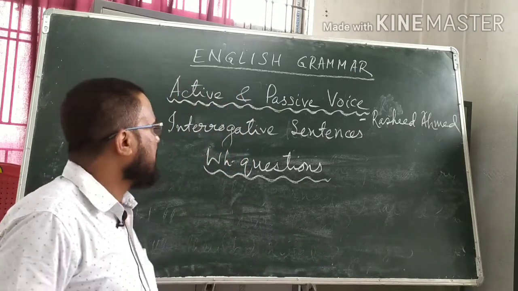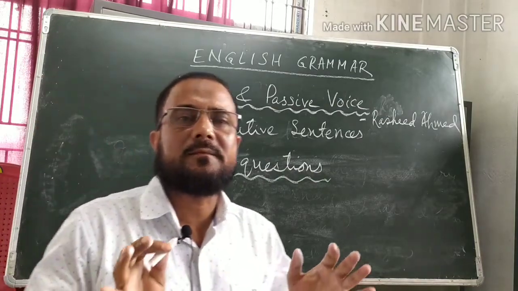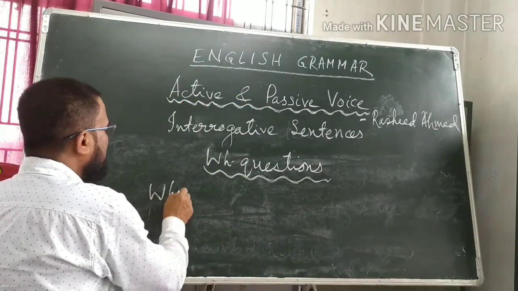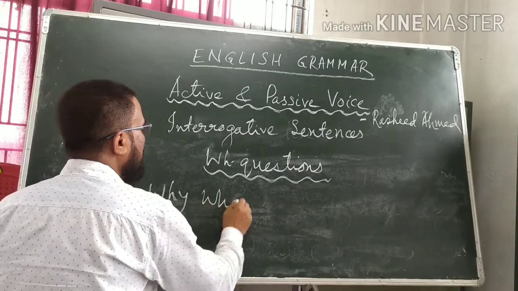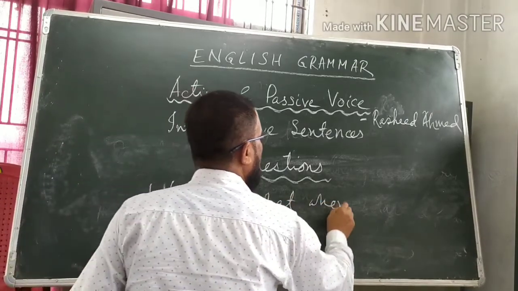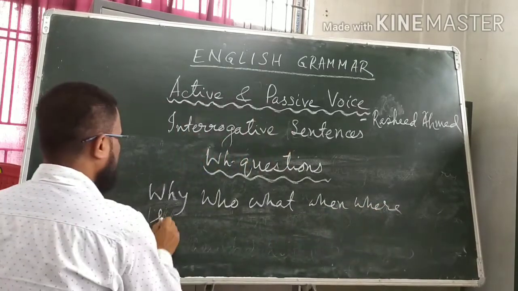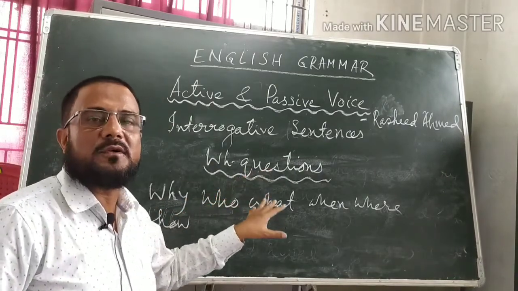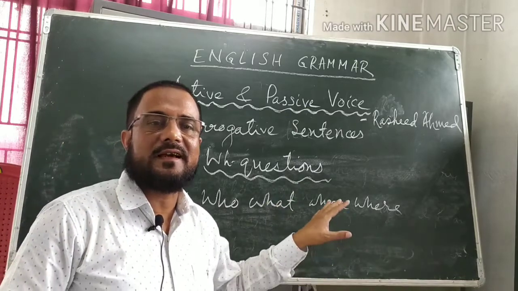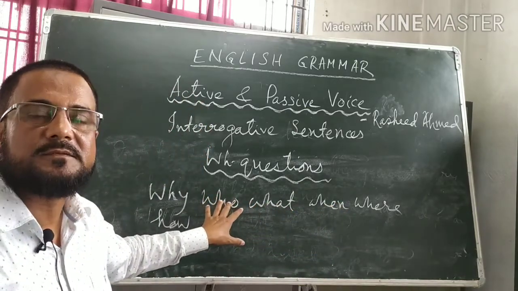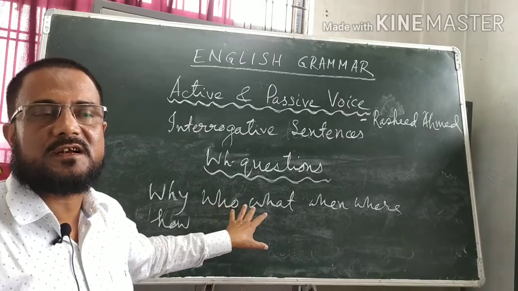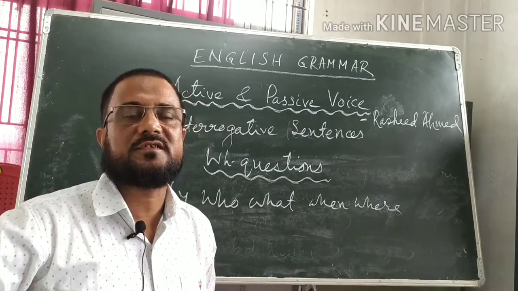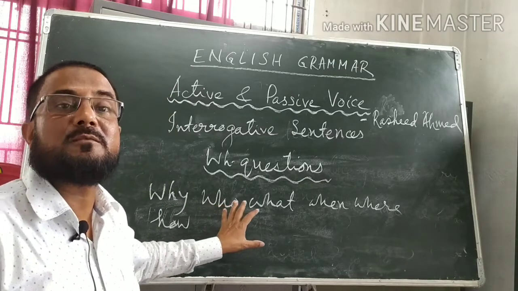Now what is a WH question? A WH question is one that begins with a WH word. What is this WH word? WH words are those like why, who, what, when, where, how, etc. These are all called WH words because they have WH. When you have an interrogative sentence that has this kind of word at the beginning, then these questions cannot be answered simply by saying yes or no. A statement is to be made to answer these questions. So they are called WH questions or information questions.